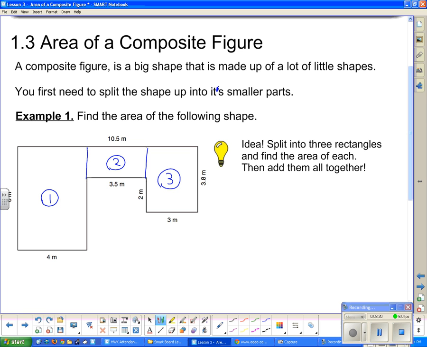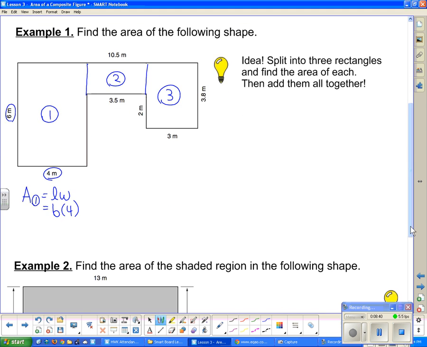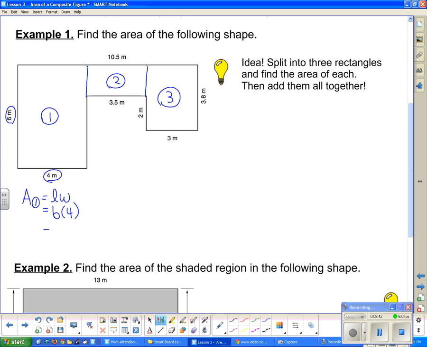So the first thing we have to do is take a look at this shape. It's 4 meters by 6 meters, so that area is pretty easy to find. The area of a rectangle is length times width, so the area of one is 6 times 4, which is 24 square meters. The area of two is also a rectangle, which we find by length times width.